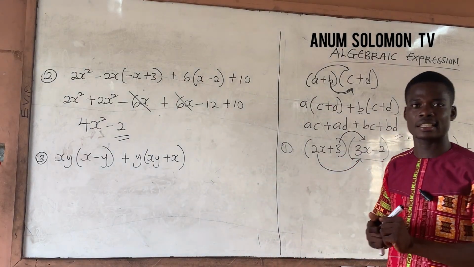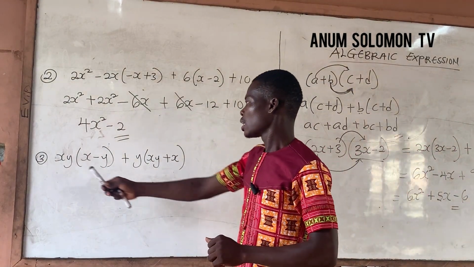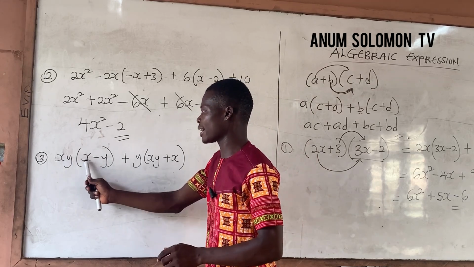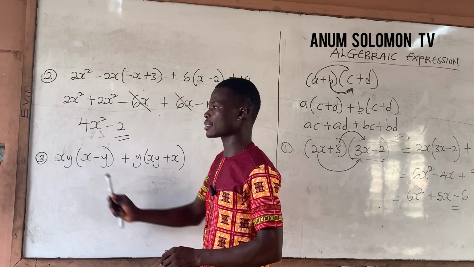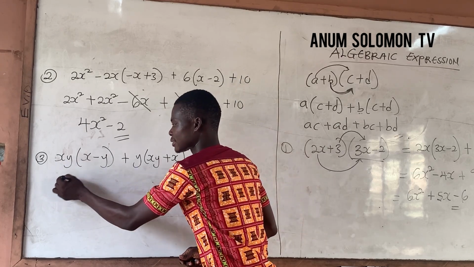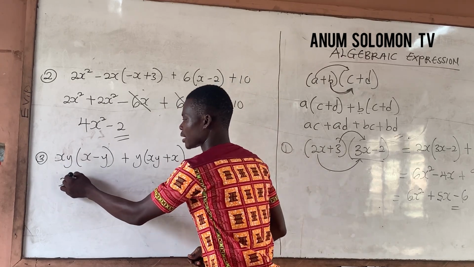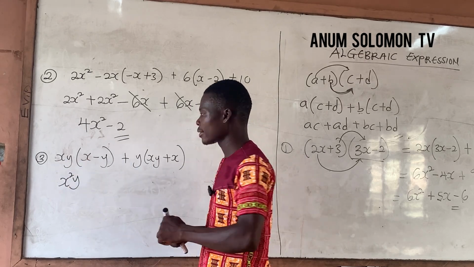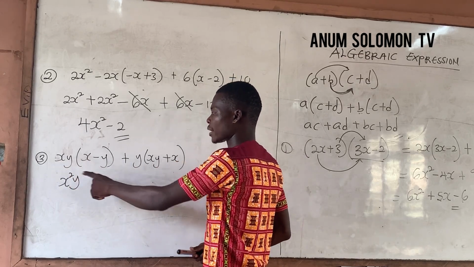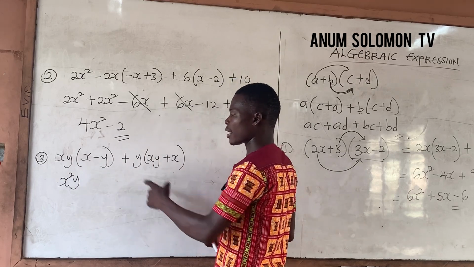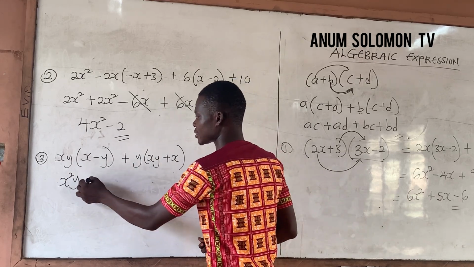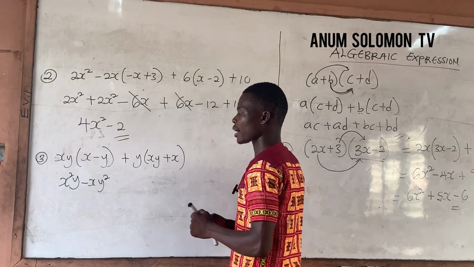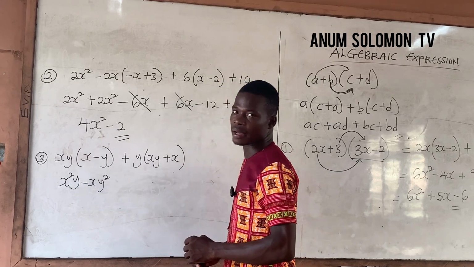So now let's expand this bracket. xy times x. You see here we have x and x. So when x multiplies x, we have x squared. Then bring the y. That's xy times x is x squared y. So xy times minus y is minus xy squared. Now we are done with the expansion of the first bracket.